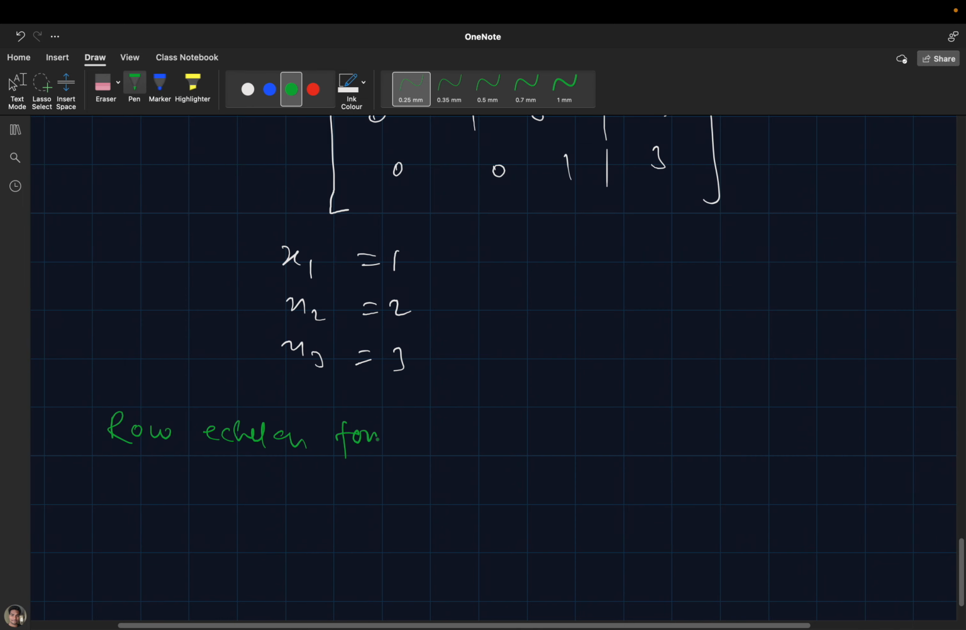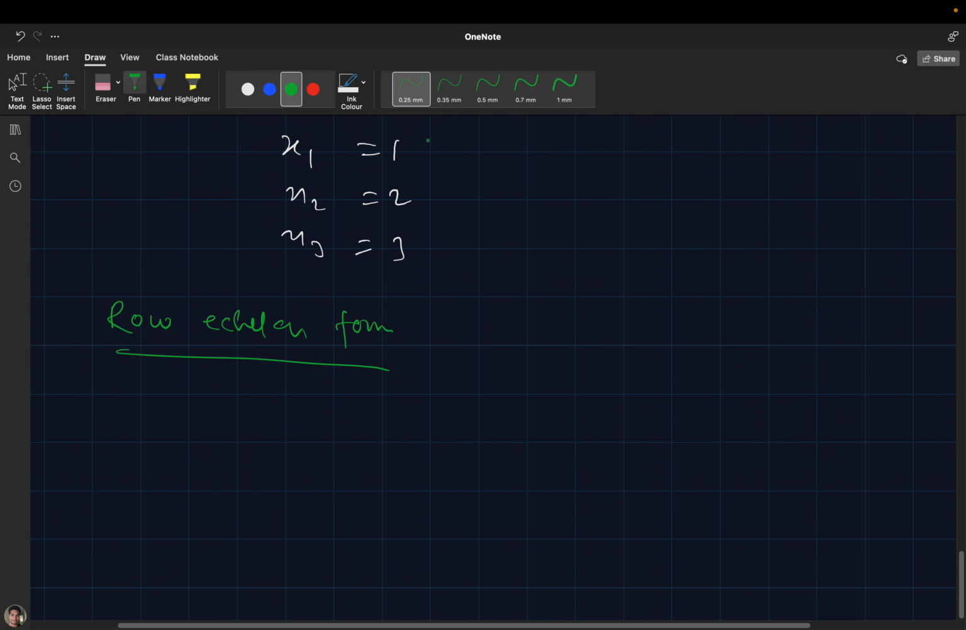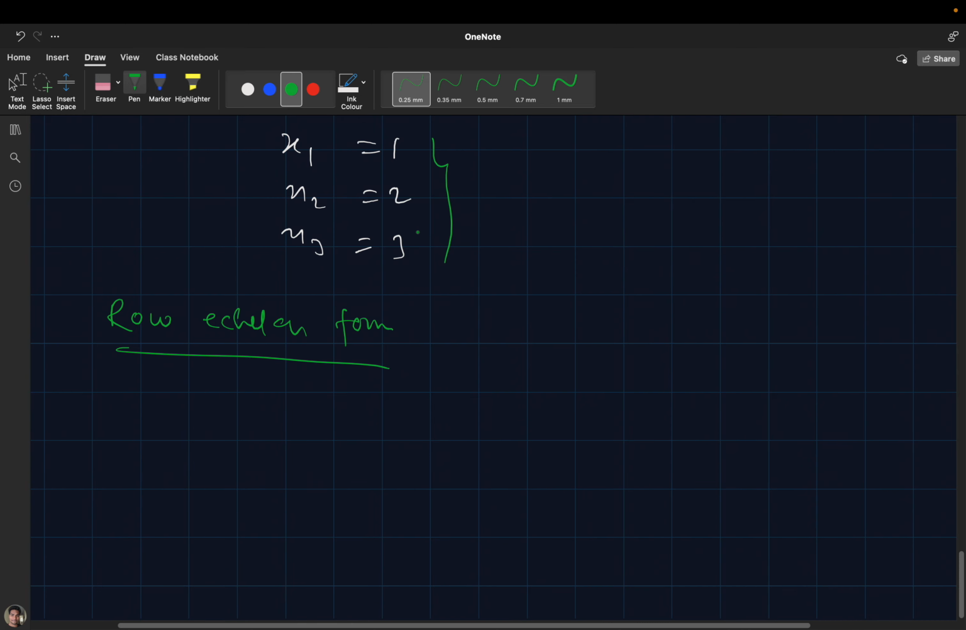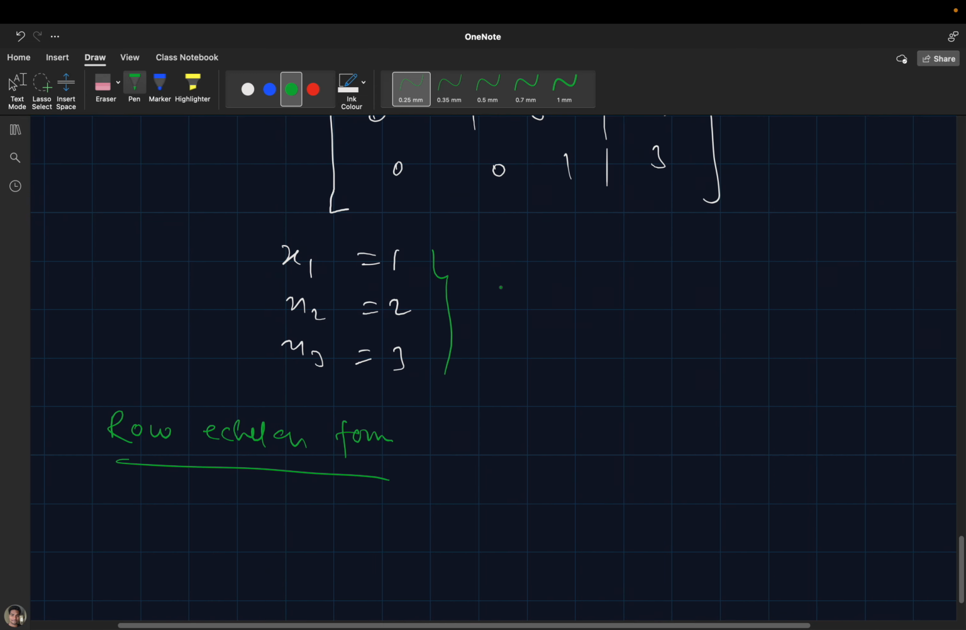Row echelon form. Sir, by doing this, we don't need to solve the simultaneous equations, no? I will tell you why we follow this approach. Here it is fine, but sometimes we will have many advantages. Suppose you have many systems of equations and many variables, so you cannot do it manually.